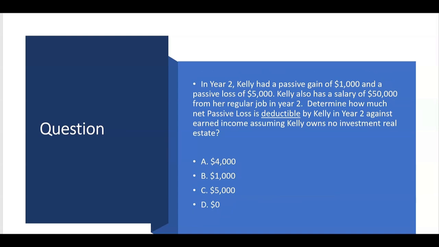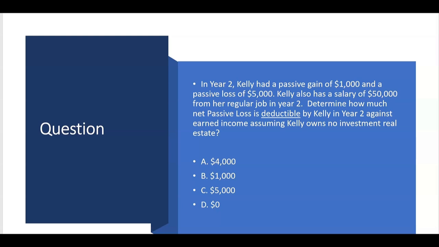Here's how that question might look on the exam. In year 2, Kelly had a passive gain of $1,000 and a passive loss of $5,000. Kelly also has salary of $50,000 from her regular job in year 2. Determine how much net passive loss is deductible by Kelly in year 2 against earned income, assuming Kelly owns no investment real estate. So this time they're asking how much of the loss is deductible.